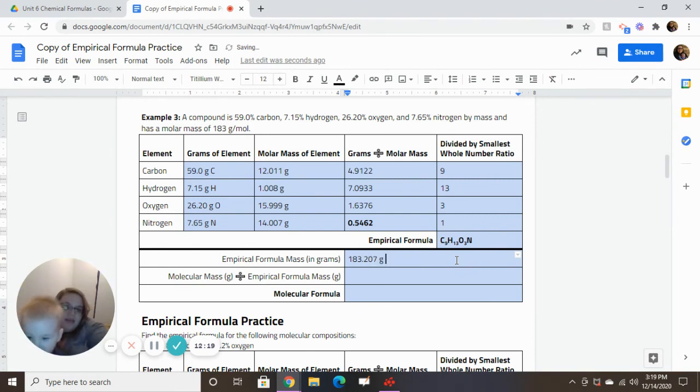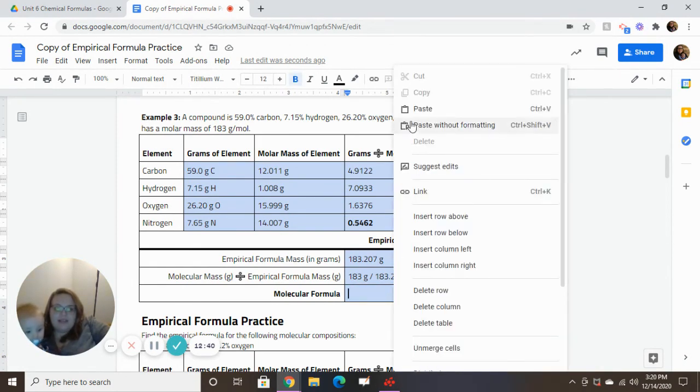grams. My molecular mass given to me in the problem was 183. 183 grams divided by 183.207 is going to give me 1. So that means that the empirical formula is also the molecular formula in this problem. So I can just copy and paste that then. And then that is how you do empirical formula problems.